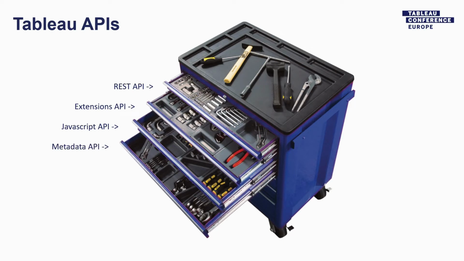So for example, there's a REST API, and with the REST API you can do all kinds of cool stuff like adding users to a Tableau server. You can do things like removing permissions from a server without being on the server. You can download workbooks from a server, all kinds of cool stuff. You have the extensions API, just released a year ago.